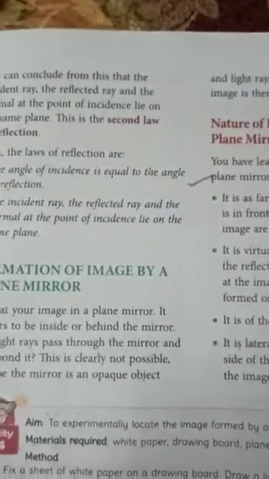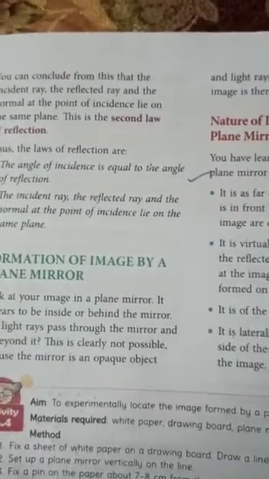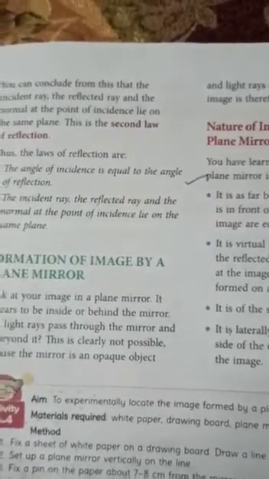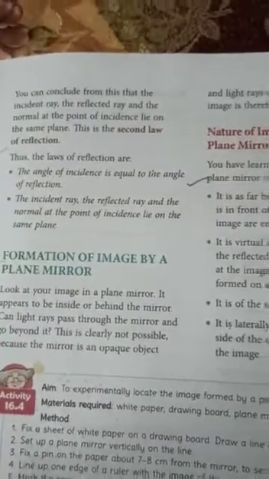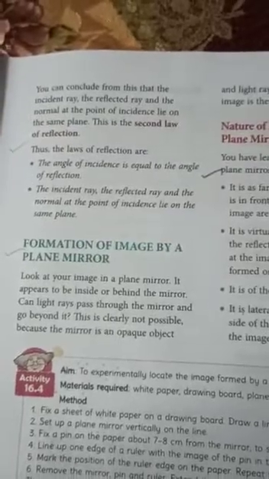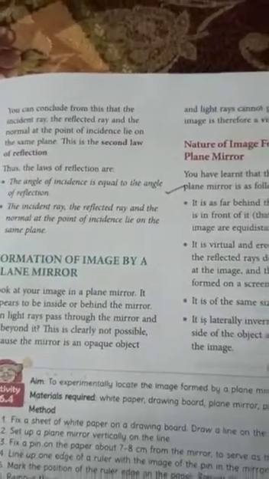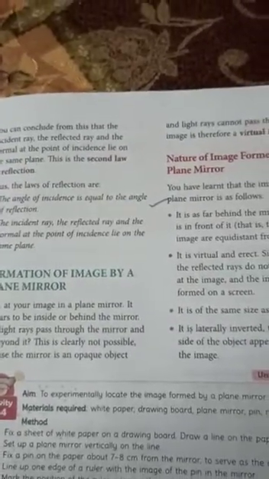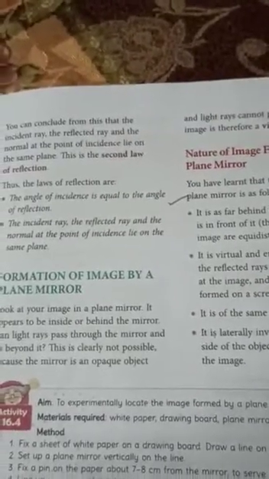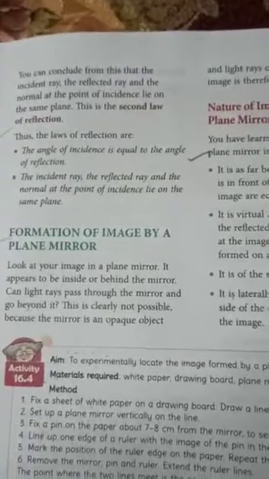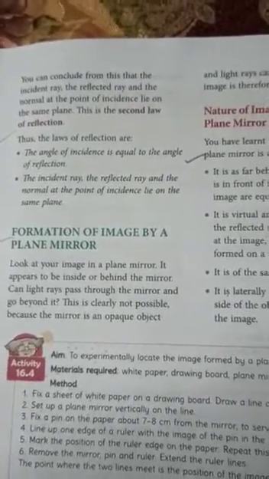So this was the second law of reflection. The incident ray, reflected ray and the normal at the point of incidence lie on the same plane. Same plane doesn't mean that they are on the same mirror. No. Same plane means the place where the reflected rays, incident rays, normal and plane mirror all lie. That place is called a plane or flat surface.